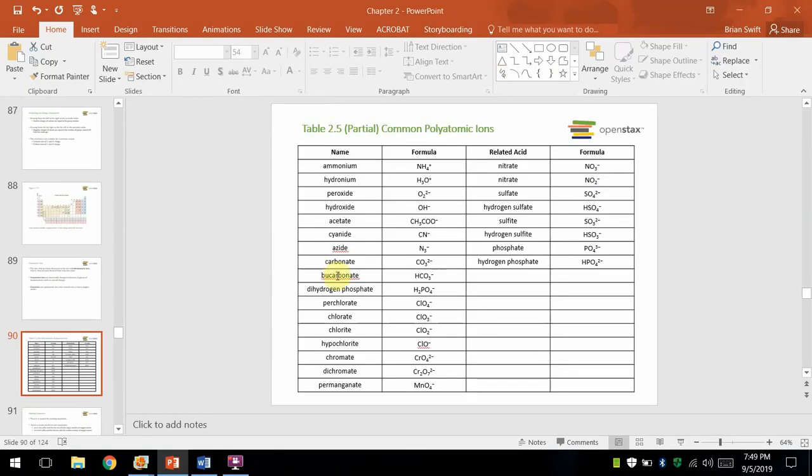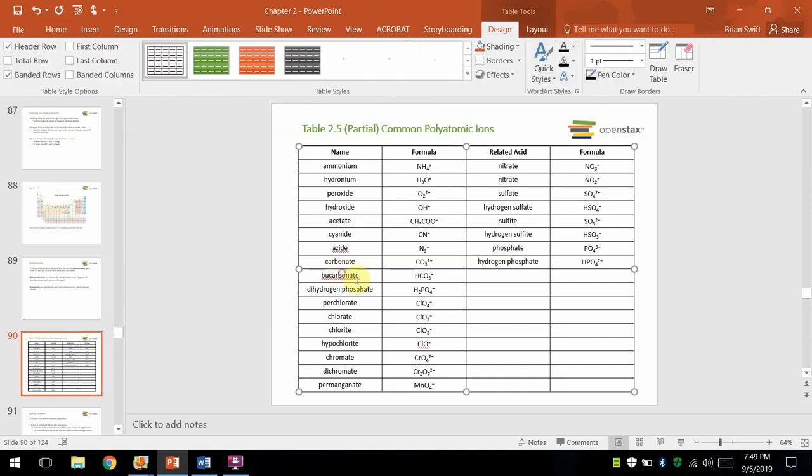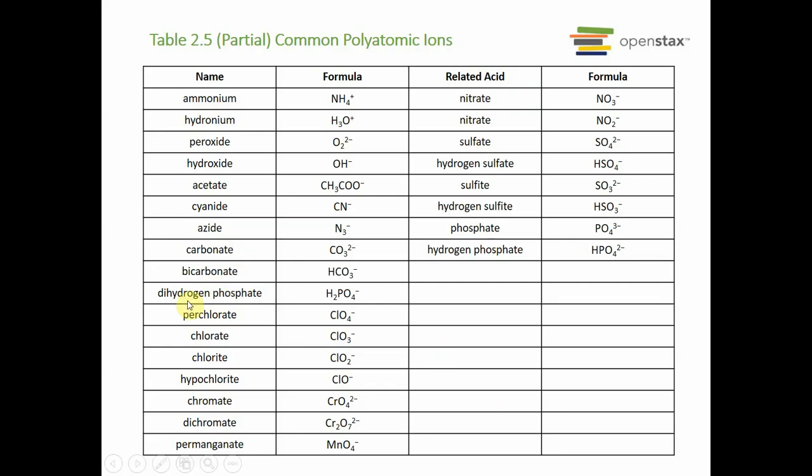Let's see, escape. This is not right. It's bicarbonate, not bicarbonite. Okay? And this nomenclature is weird. The bi actually means it's got a hydrogen there. Don't ask me how that comes about. Dihydrogen phosphate, H2PO4-, perchlorate, etc., etc. We'll get into this later.